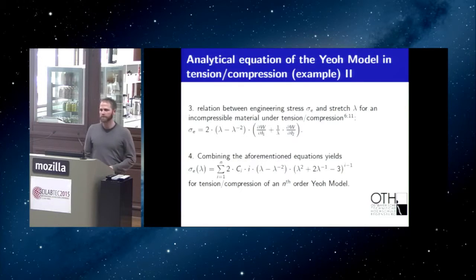Next step is to take all the equations as shown, combine them, and get the equation for tension and compression of an nth order Yeoh model. This is just applying basic maths, looking up literature, and combining it all together. But just to let you know, this is kind of how the equations look, which we implemented in Scilab.